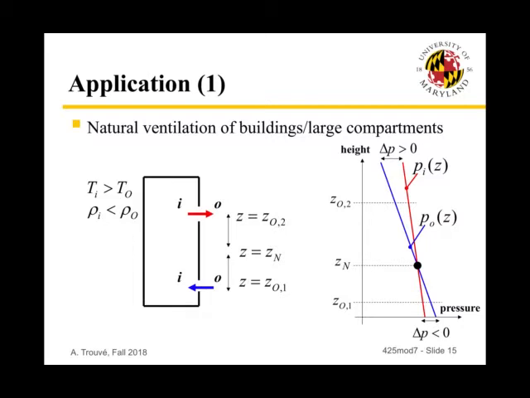vents. Okay, and this compartment, we're going to assume steady state. If we assume steady state here, that means that assuming that the temperature inside Ti is greater than the temperature outside, steady state means that the lower vent will correspond to inflow of outside air, and the upper vent will correspond to outflow of inside material.